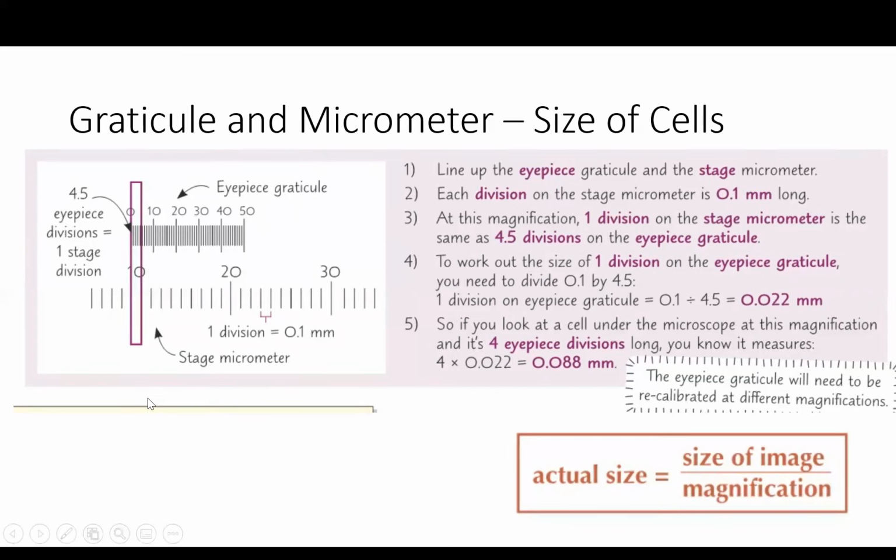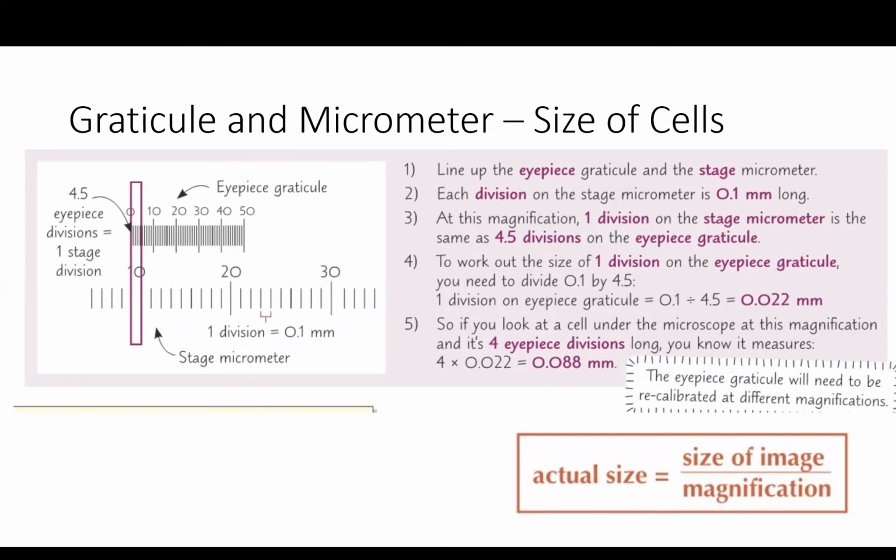And you can also have a stage micrometer. That is placed on the stage, and it's a microscope slide with an accurate scale. So we can pop this on top of the slide. So this one has units on it. And it's used to work out the value of the divisions on the eyepiece graticule at a particular magnification. So what this means is when you take the stage micrometer away and replace it with a slide containing your tissue sample, you're able to measure the size of the cells.